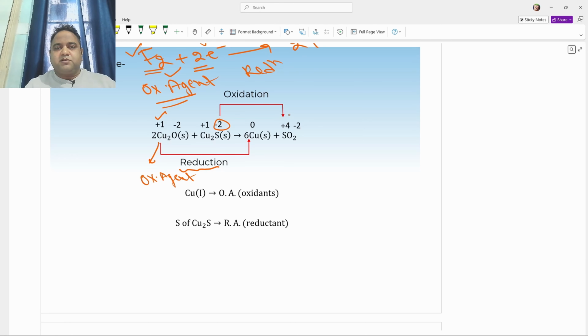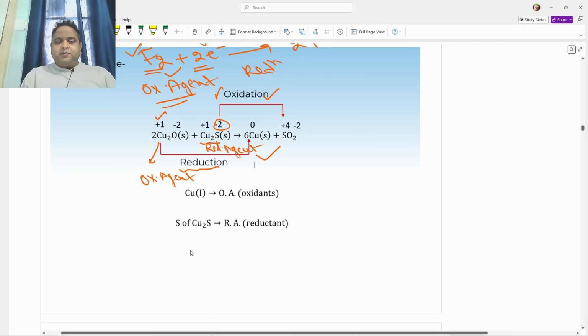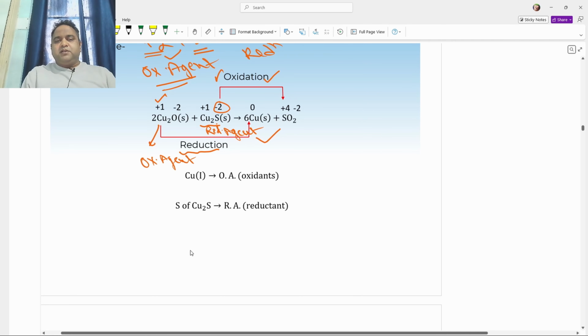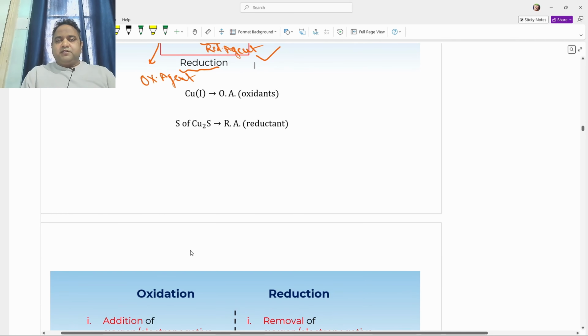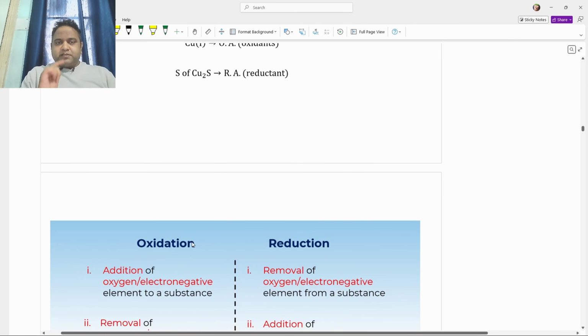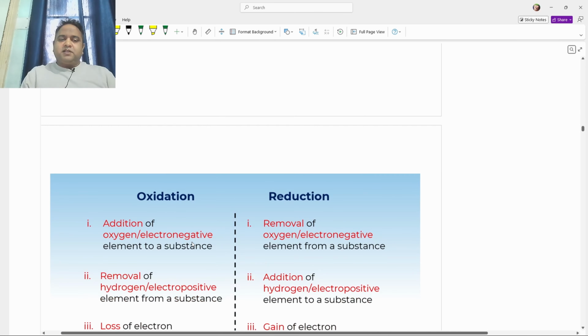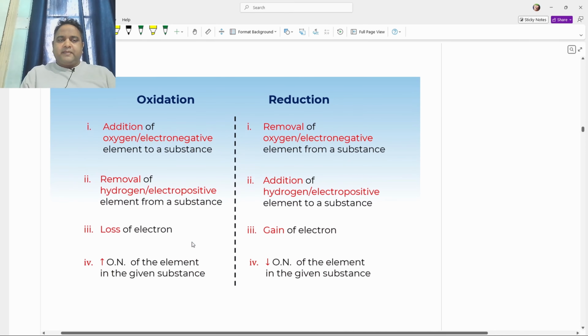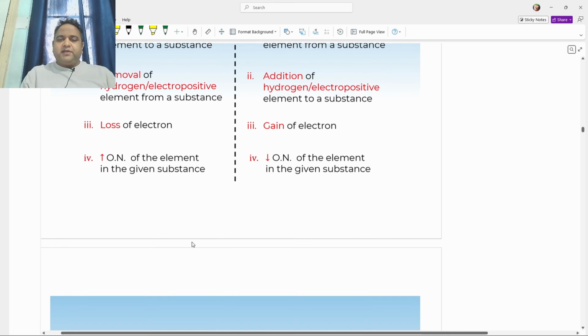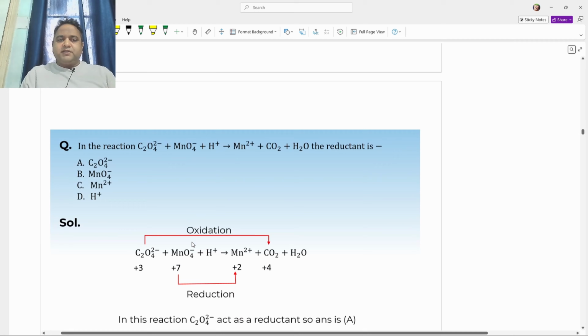Increase in oxidation number is called oxidation. The behavior of this Cu2S is going to be: whatever undergoes oxidation, its behavior is called a reducing agent. So the element which oxidizes itself and reduces others is called a reducing agent, and the element which reduces itself and oxidizes others is called an oxidizing agent. Common definitions, we have already discussed all this, summary points.